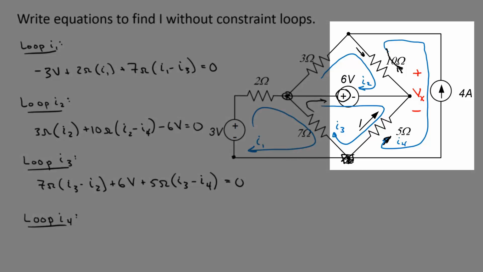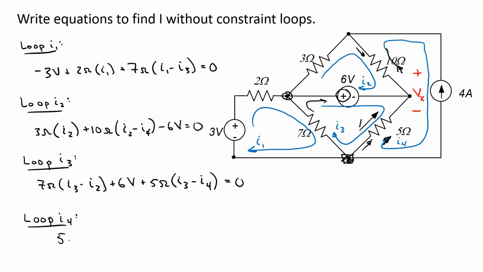Now let's loop around mesh current I4. If I again start down here and go in the same direction as I4, I see my 5 ohm resistor. The sum of the currents there is I4 minus I3. The next element I see is the 10 ohm resistor, so that's plus 10 ohms times the sum of the mesh currents, which is I4 minus I2. Then when I'm coming down here, I see the positive terminal on V sub x next, so I add the voltage V sub x. That brings me back to my starting point, so those sum to 0.